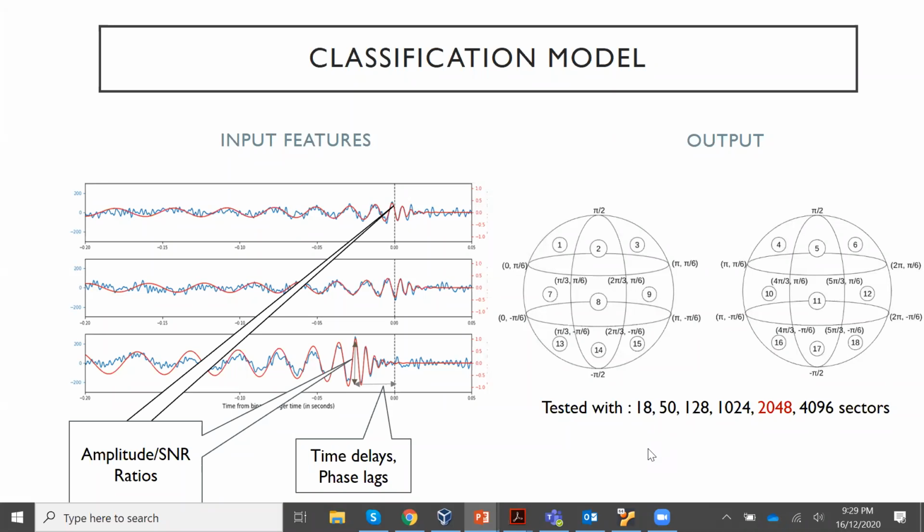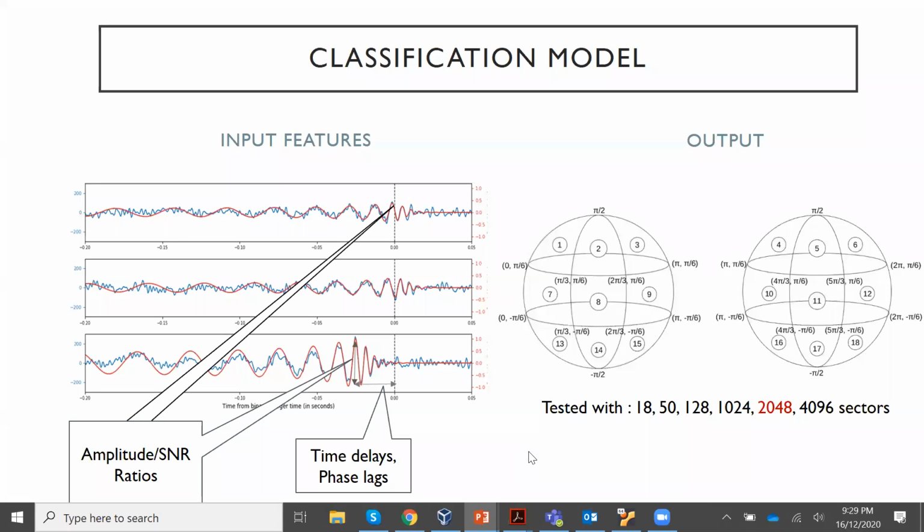Now, these are all the information that I need for localization. I need nothing else. I have my time delays, I have phase lags, I have amplitudes and SNR ratios, and I extract these features from simulated gravitational wave signals, and that forms my input feature vector for my machine learning model. So first I simulate these gravitational wave signals, and then I extract these features from them.